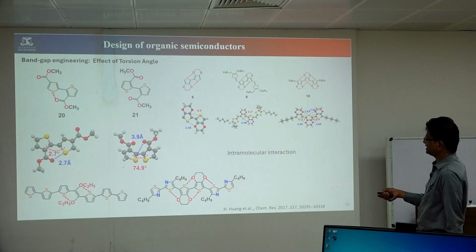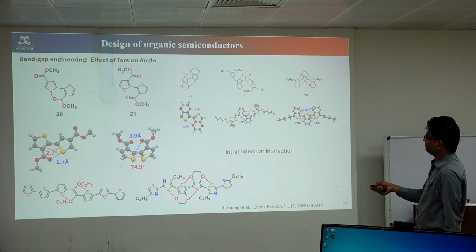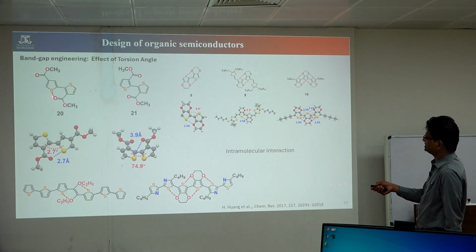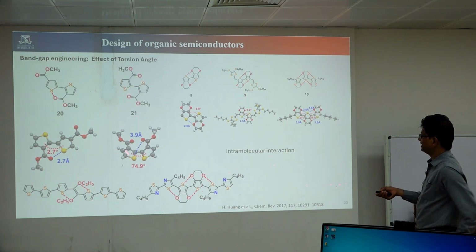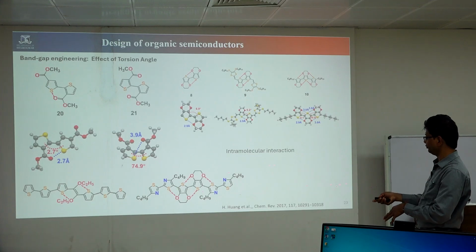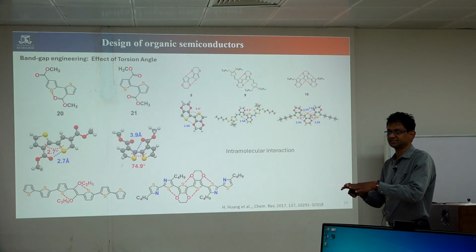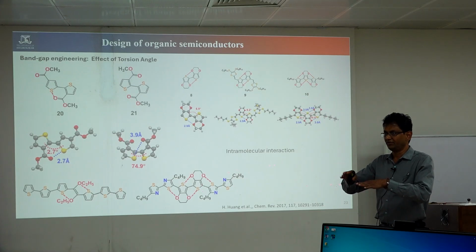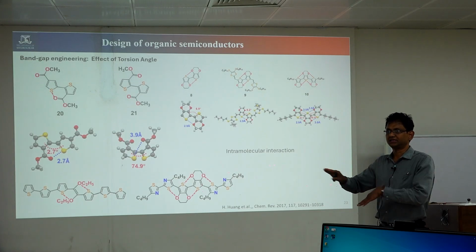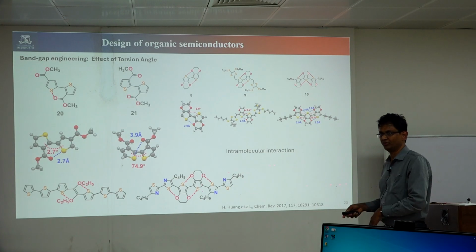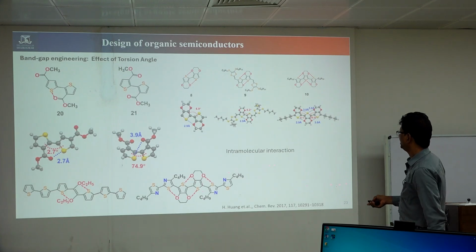That also has an effect on the band gap. So this will show how the twist occurs. In this one, you can see that the sulfur is interacting with the oxygen. Here the position is not interacting. So the angle twisting is 2.7, but in this case it is highly twisted, making 74.9 degrees. So the intermolecular interaction makes the twisting very large. If you have more twisting, that will break the conjugation and lead to a high band gap. This is one of the twisting options.